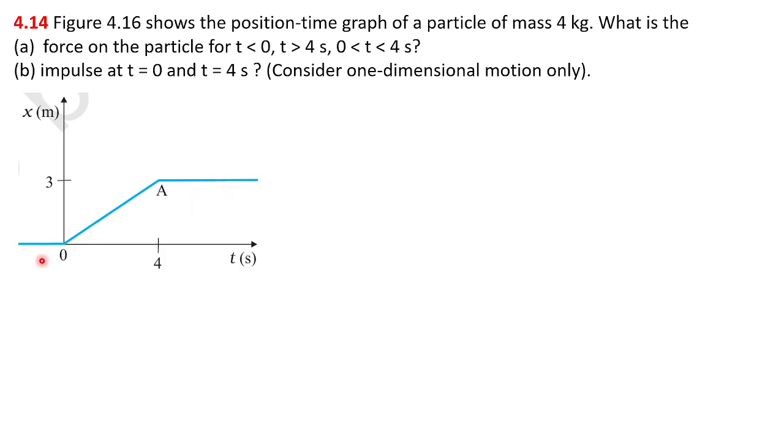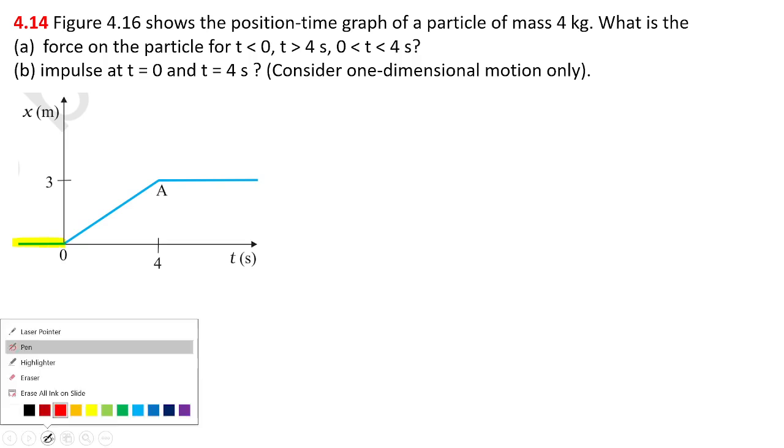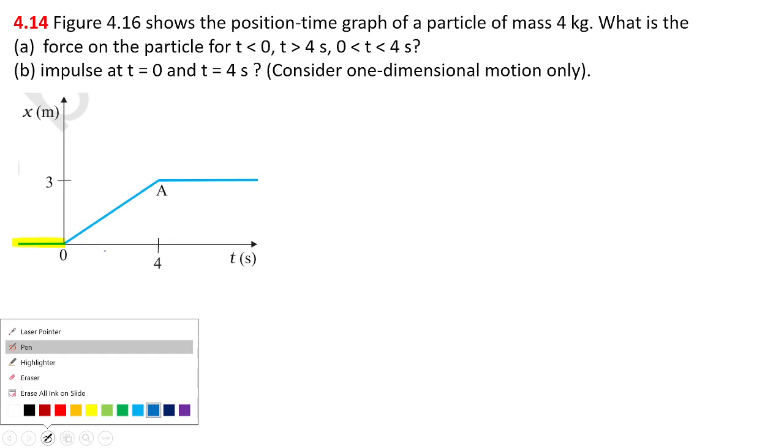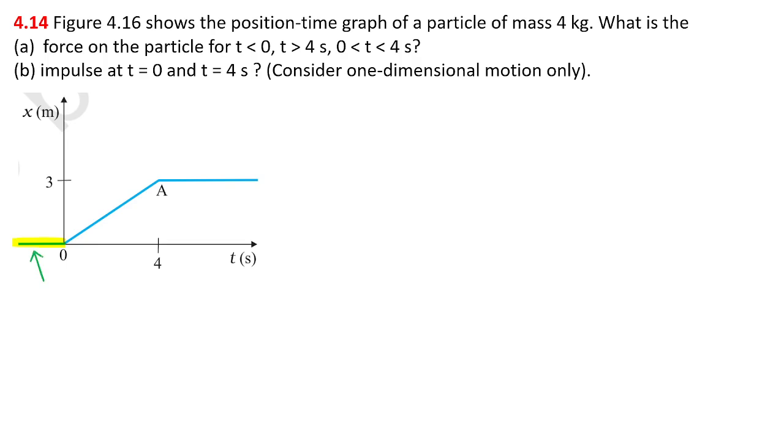This graph means till time equal to 0 seconds, the body's position is 0. Till time equal to 0 second, the body is stationary. I will write here, otherwise you will forget it. You can ask me doubt, but let me explain this graph first. This means that the body is stationary, not moving at all. Position is 0, right?